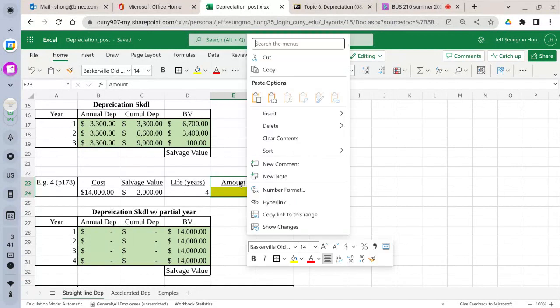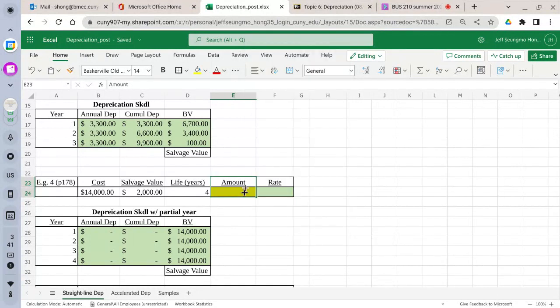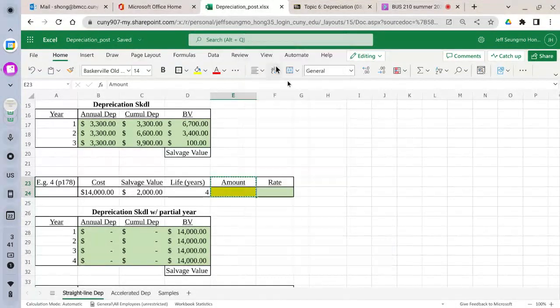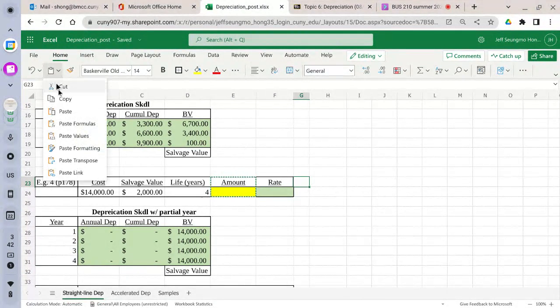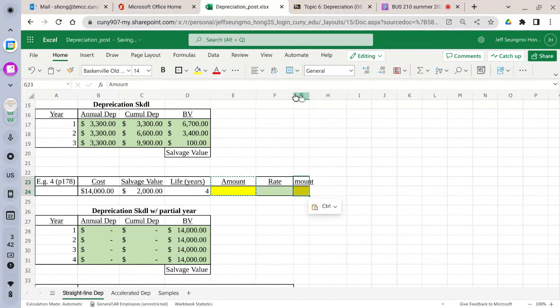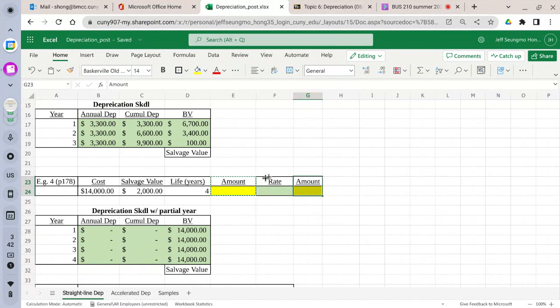Professor, I have a question. How do you know when it's asking for the salvage value in the question? The question will already say the salvage value is something. If the question doesn't say anything about the salvage value, then it's zero. If it doesn't say anything about the salvage value, then it's assumed to be zero. In other words, you're fully depreciating it.